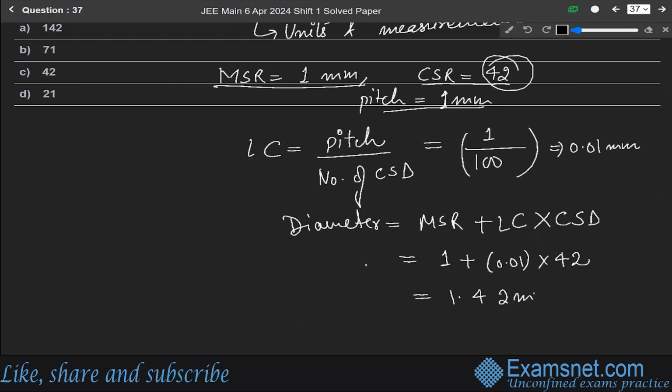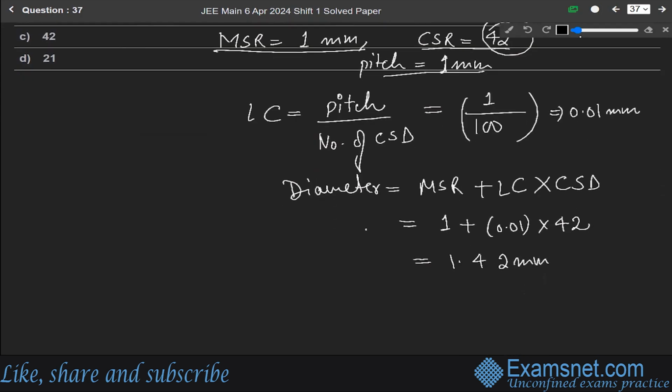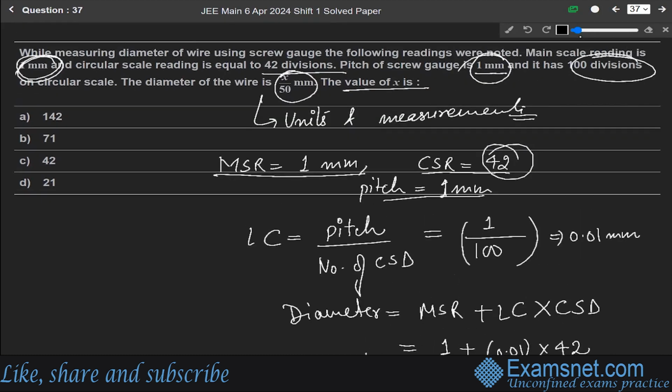1.42 mm, and comparing it with that given in the question, x over 50 mm, we get the value of x. It will be 100, so it will be 250. 2 sevens are 14, 2 ones are 2. So x will be equal to 71. This is the final answer. So 71, option B is the final answer.